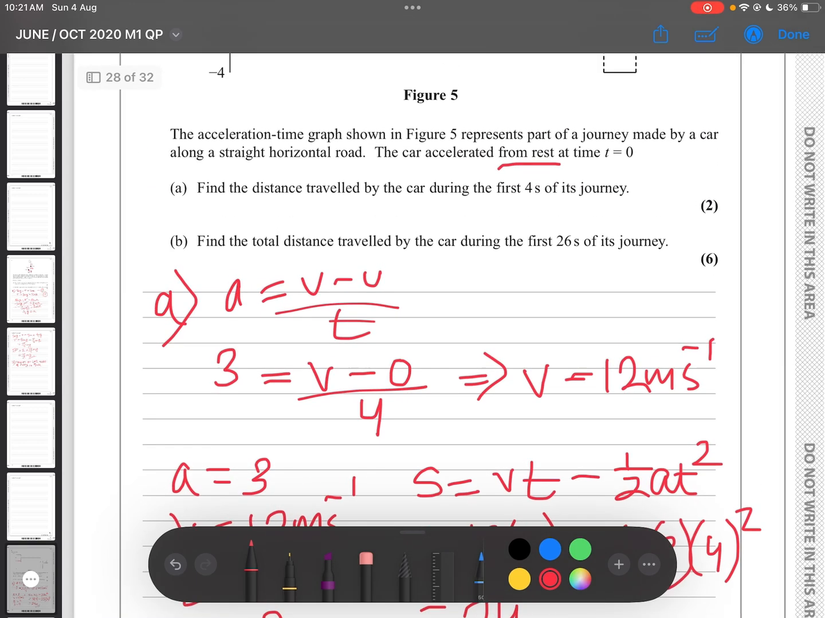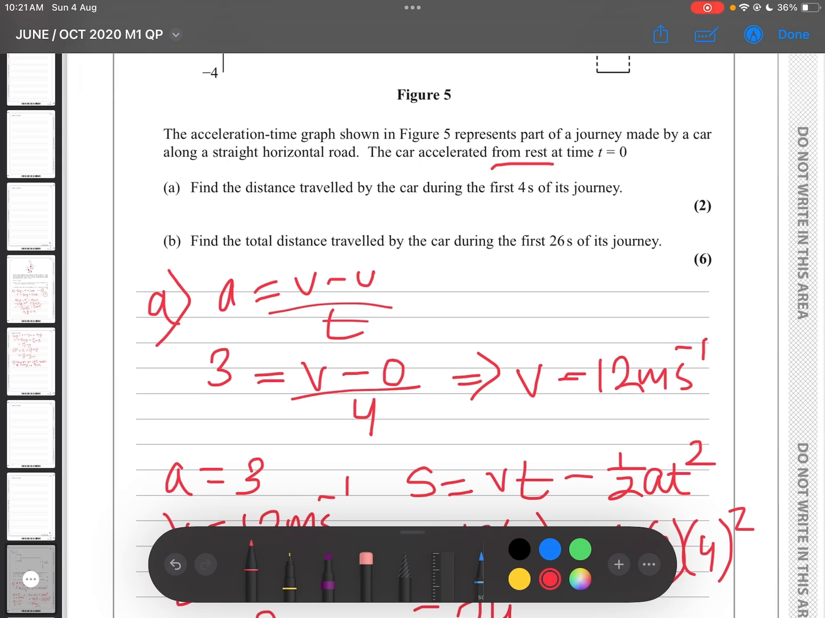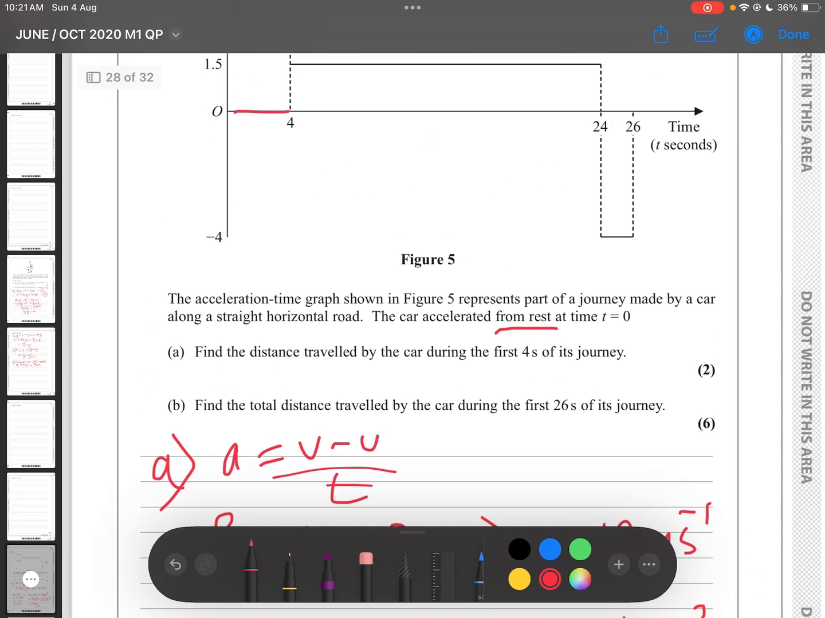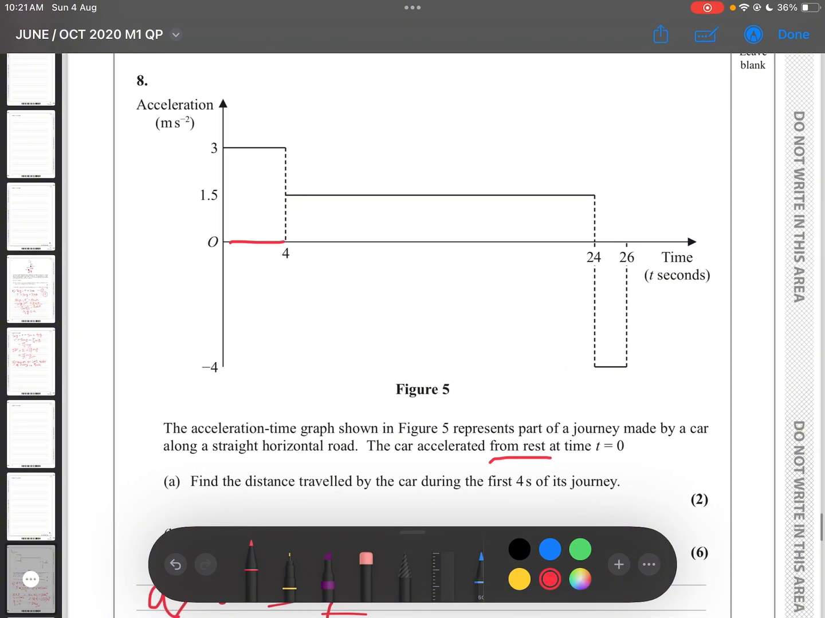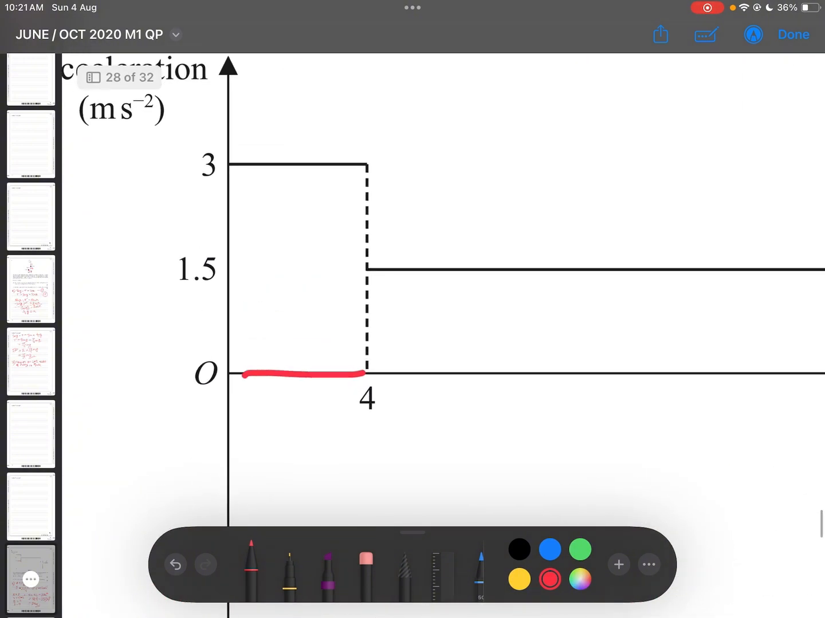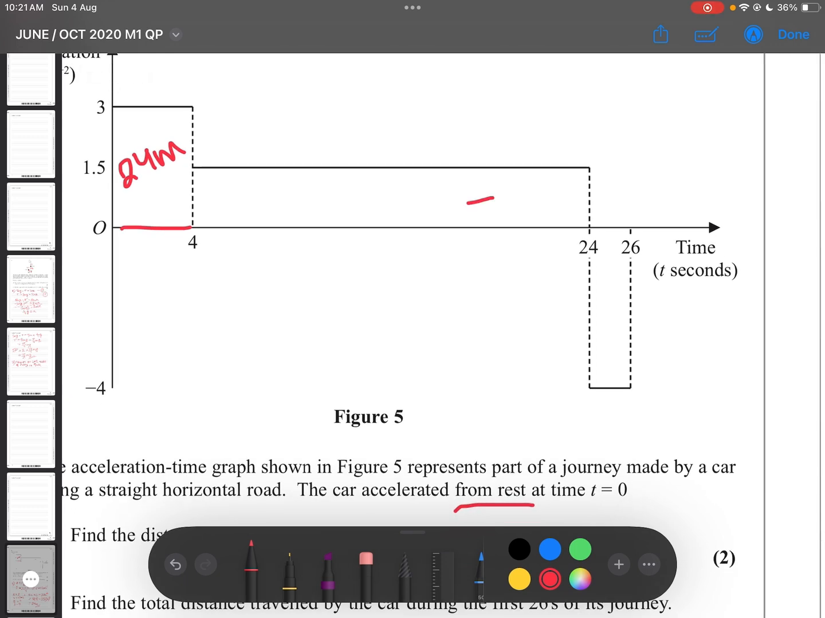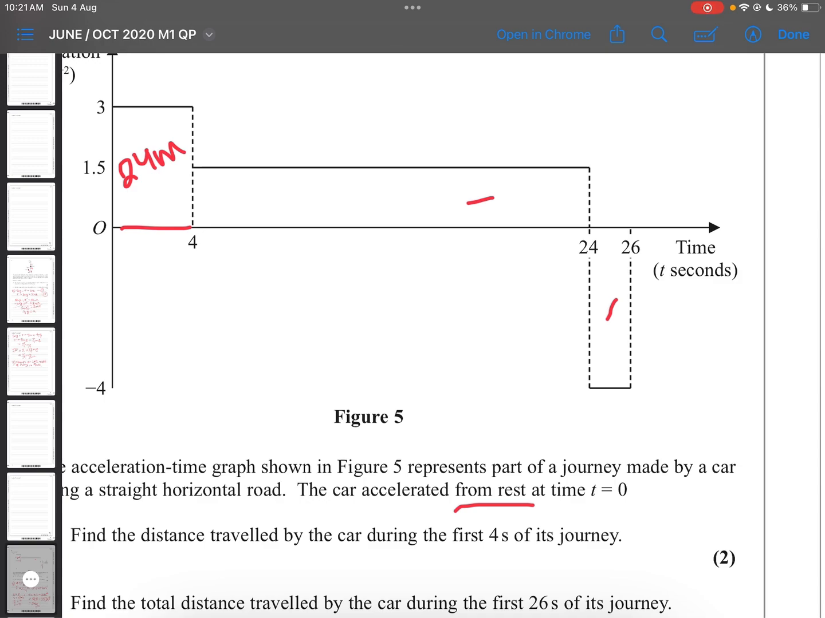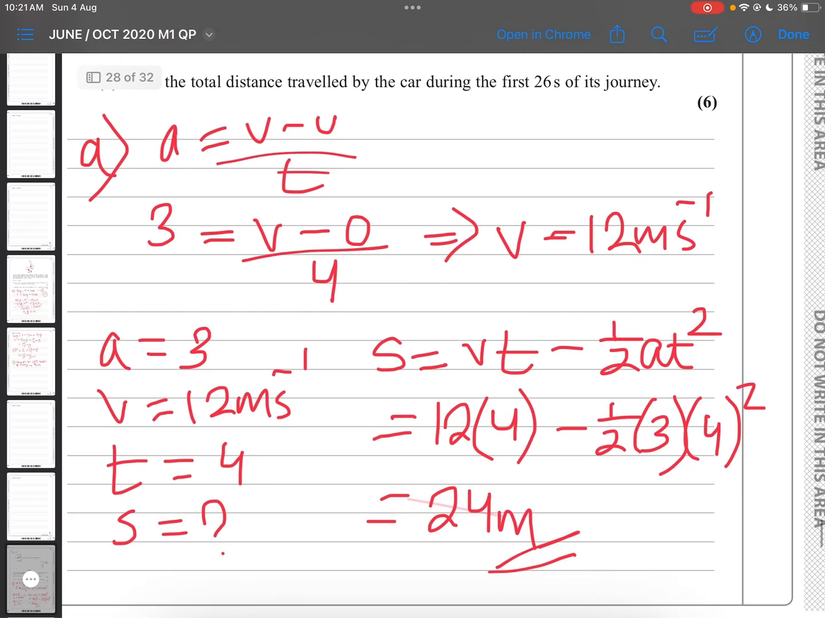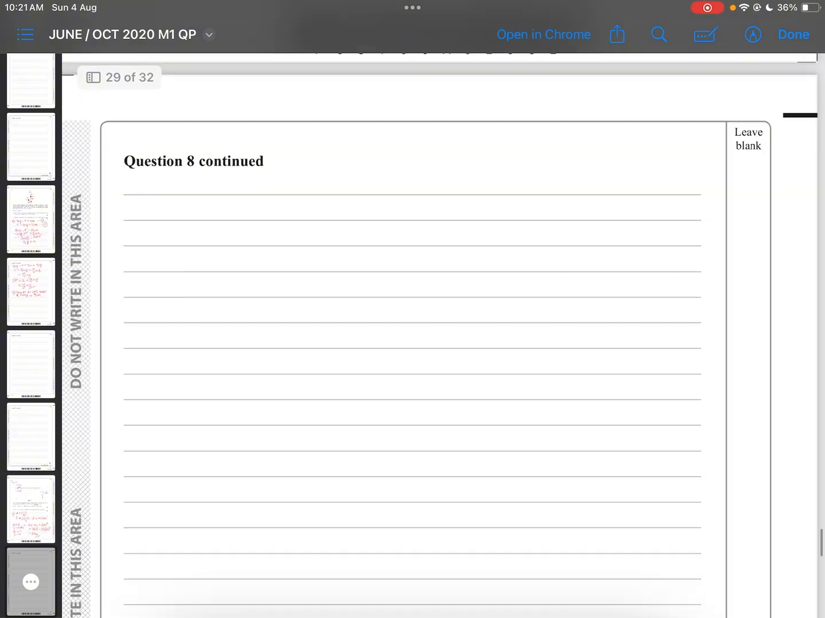Now part B says find the total distance traveled by the car during the first 26 seconds of its journey. So this first part we got to be 24 meters. Now we will use the same methods for each of the parts. Let's move on here.